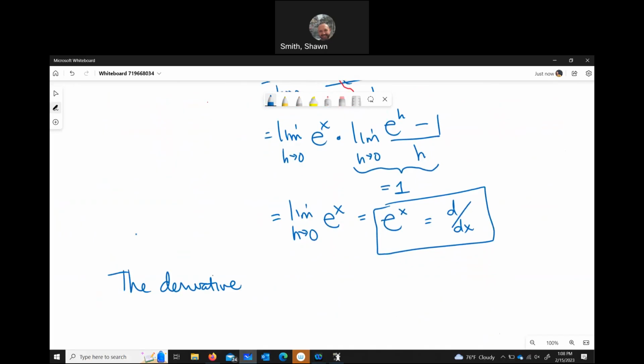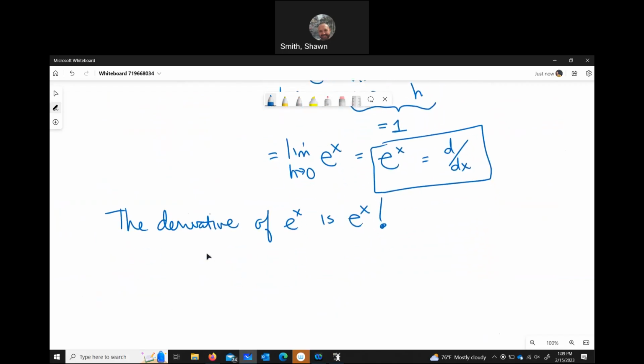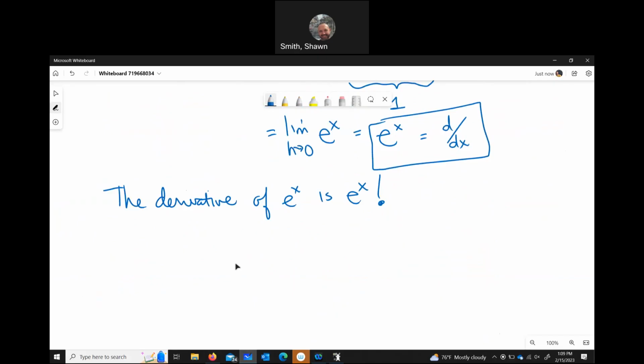This is one of the easiest derivatives to take, right? Now it can get a little bit more complicated than just e to the x. It might be e to the 2x. It might be 5e to the 5x plus 7, something like that. We can make it more complicated, but you got the basics. The derivative of e to the x is just e to the x.